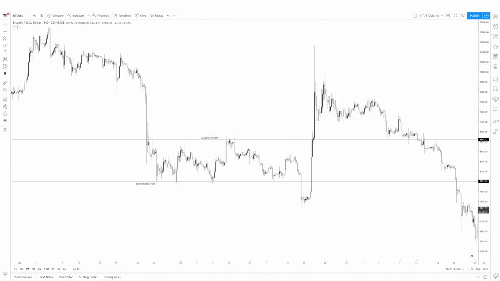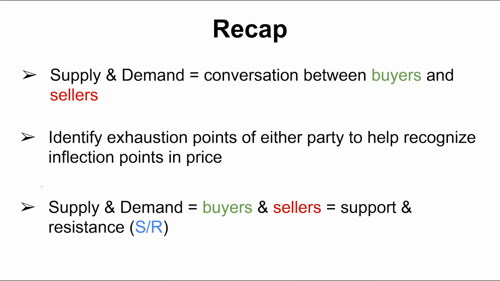But let's do a quick recap here. So, supply and demand is our conversation between buyers and sellers. We learned that our buyers and sellers were represented through Japanese candlesticks. So now we're taking it a step further and seeing where are those groups of buyers and sellers on our chart. We want to identify the exhaustion points of either party, a buyer or seller, to help recognize inflection points in price.